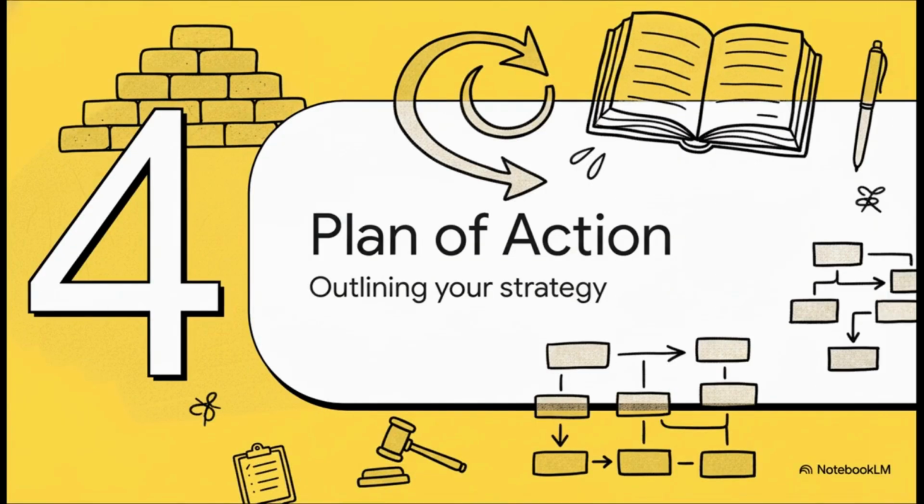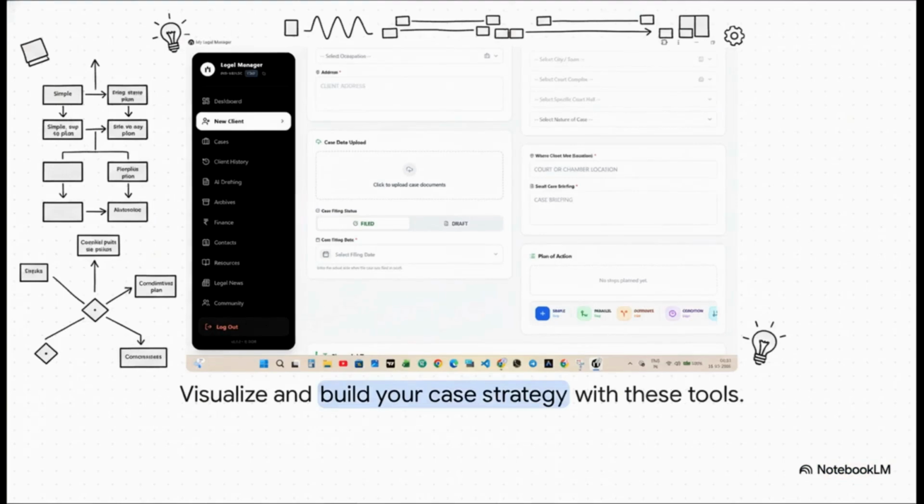All right, with all those foundational details in place, we can now get to the fun part, strategy. Let's take a look at the plan of action section. Okay, this is a seriously powerful feature. The plan of action tools let you actually map out your entire case strategy visually. You can make a simple straight-line task list or set up parallel tracks for things that need to happen at the same time. You can even build these complex conditional plans where the next step actually depends on a specific outcome. This is your strategic blueprint for the whole case.